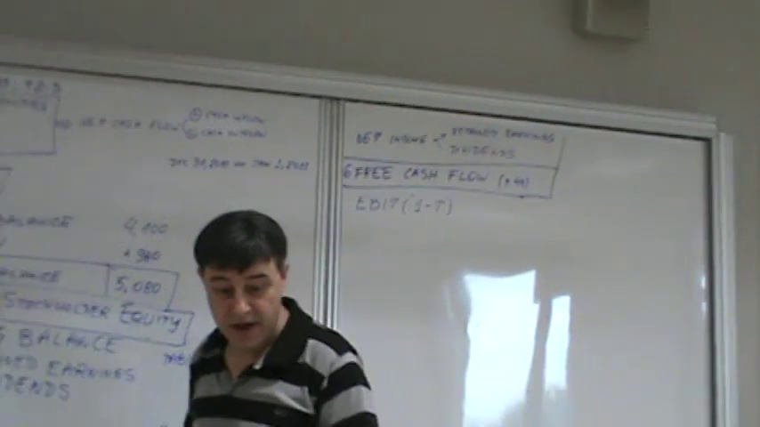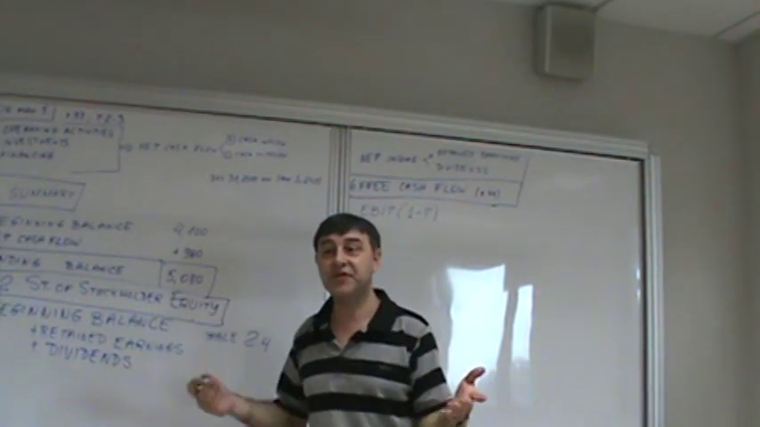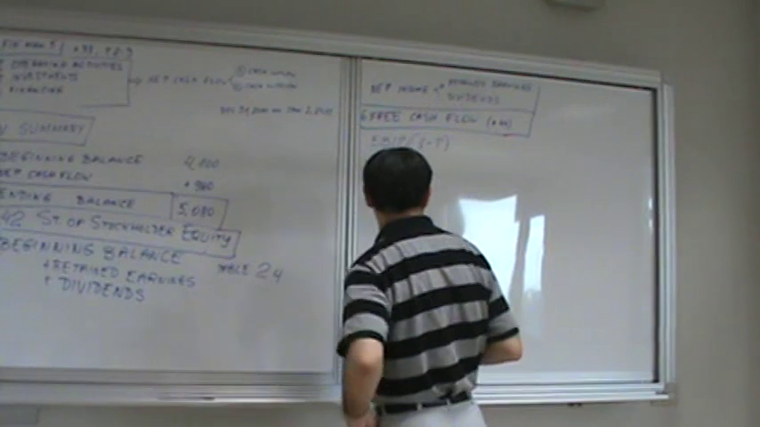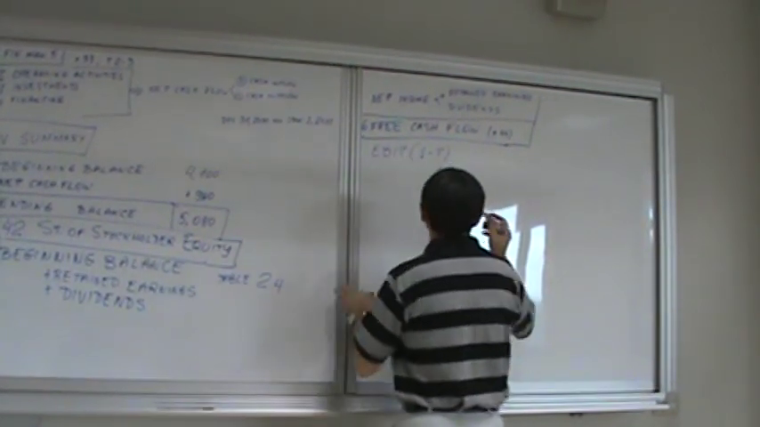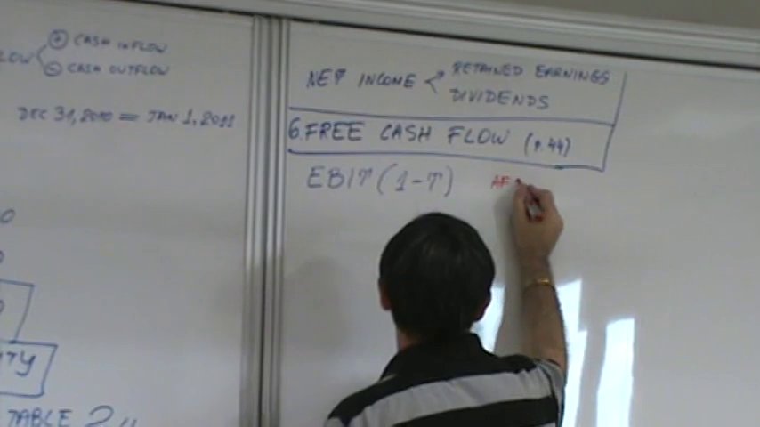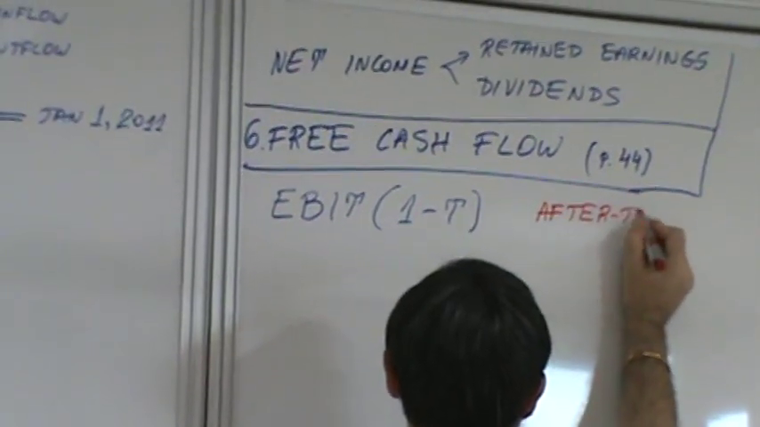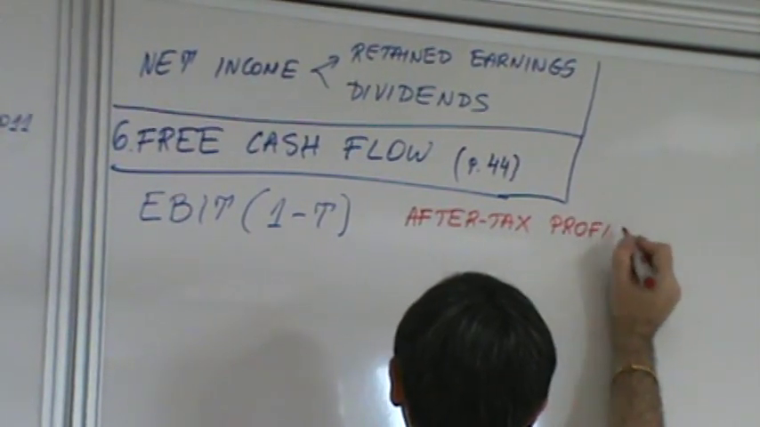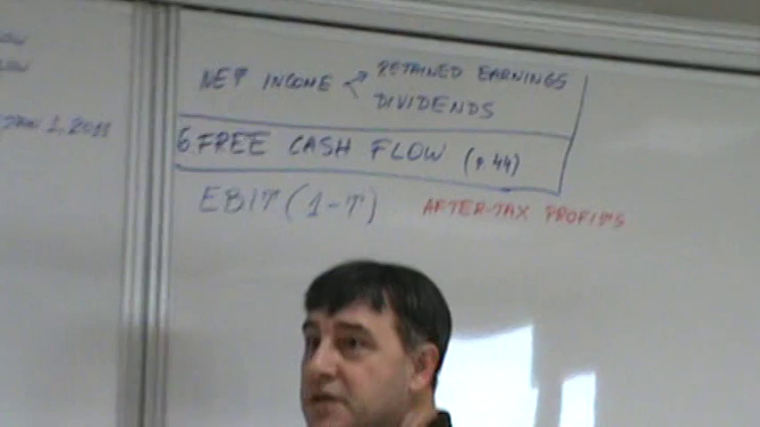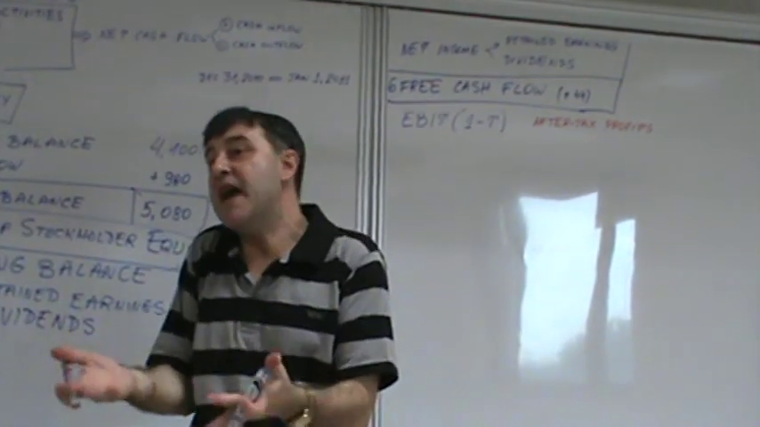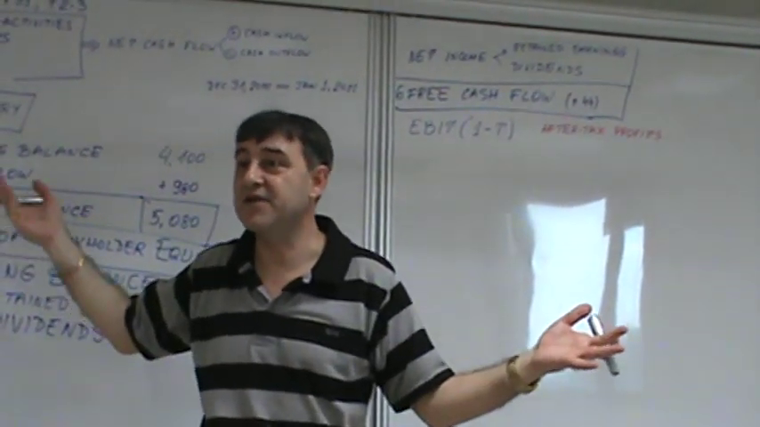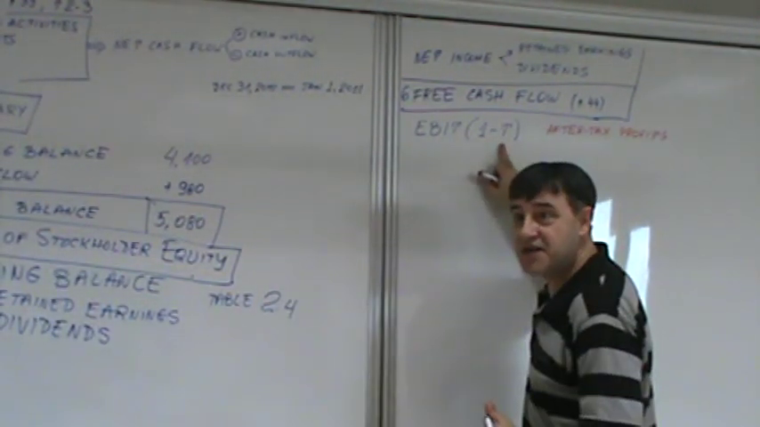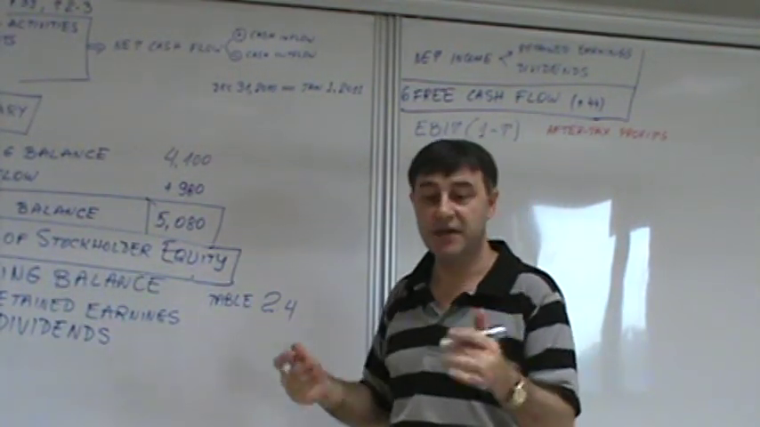One minus T. EBIT times (1 minus T) is net operating profit after tax. Basically, it's what kind of profit the business made, after paying for the taxes. That's all there is to it.